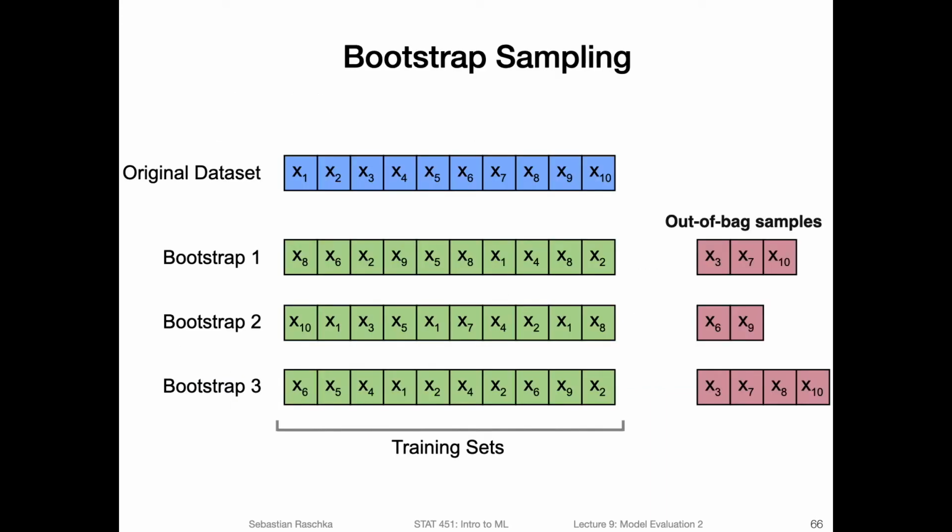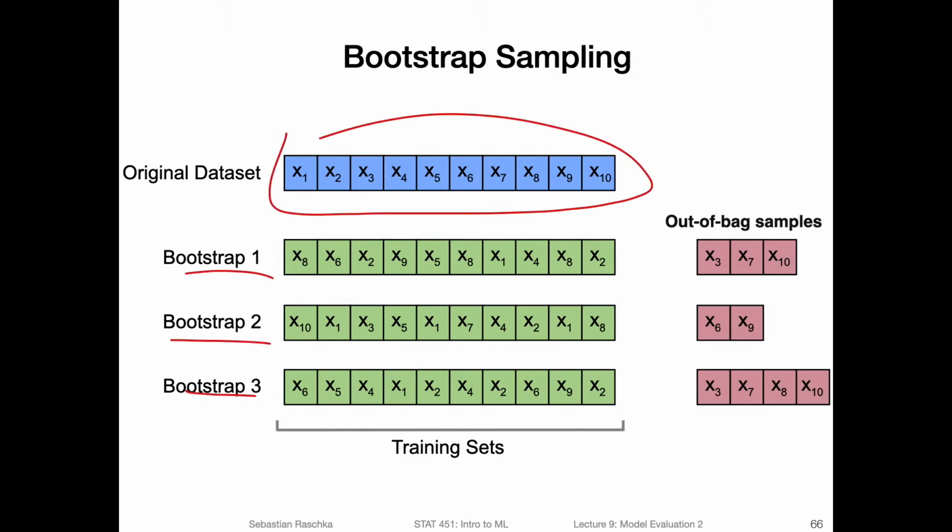But just to briefly recap the bootstrap procedure: we had a data set and then we were constructing these bootstrap samples. For each bootstrap sample we sampled with replacement. We then would fit a model on each of these samples, and then we evaluate the model on these out-of-bag samples.